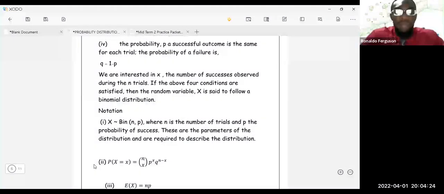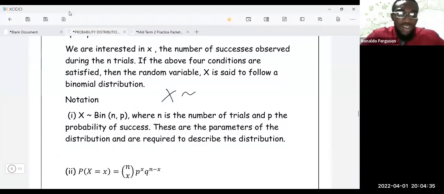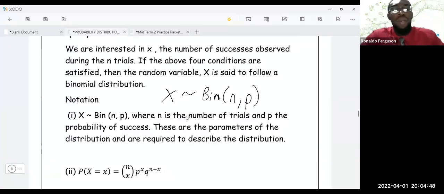We end up getting a binomial distribution, and this is the notation of a binomial distribution. X tilde; this sign is a tilde sign, and it means follows. X follows a Bin, which is the shortening of binomial, of n, p, where n is the number of trials and p is the probability of success. These are the parameters of the distribution and are required to describe the distribution.